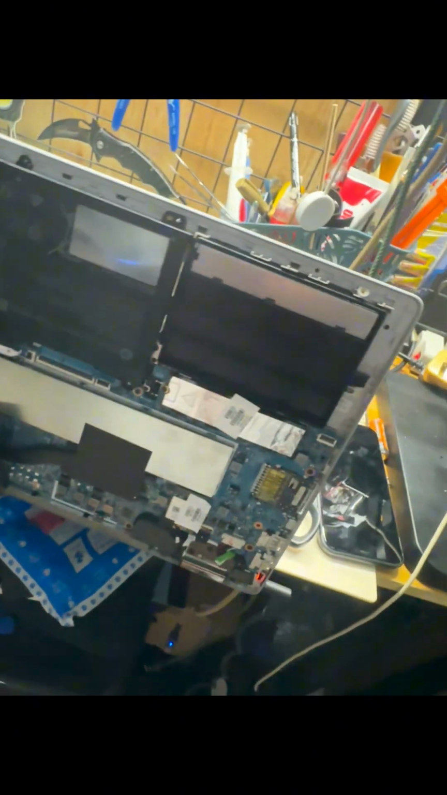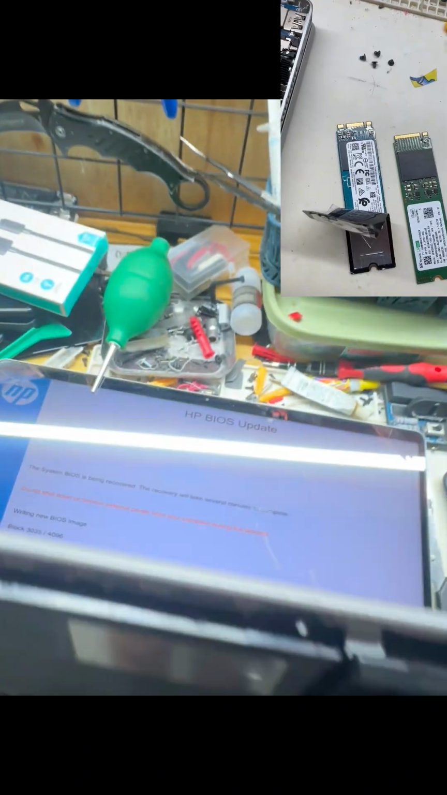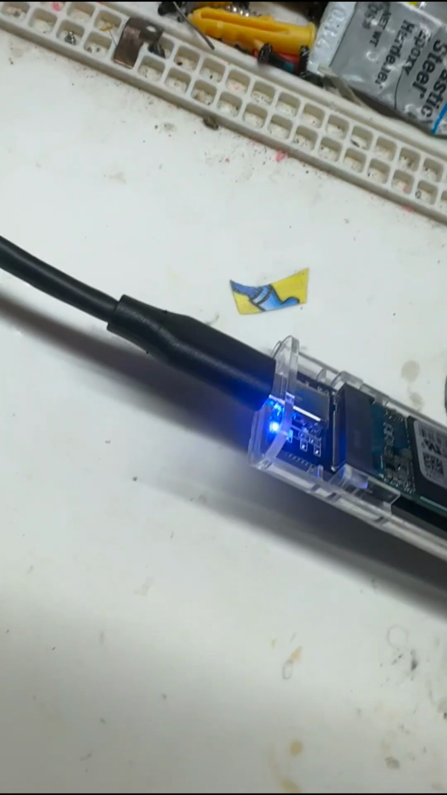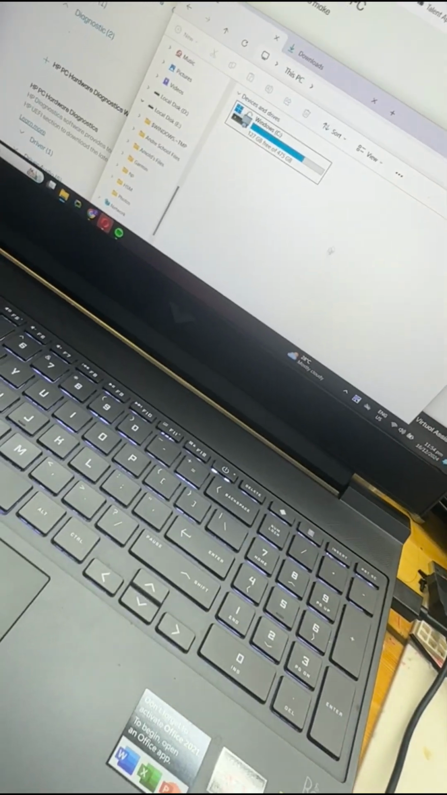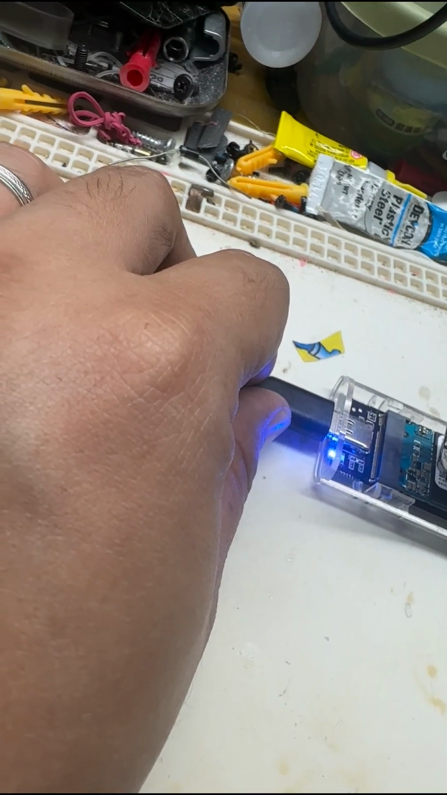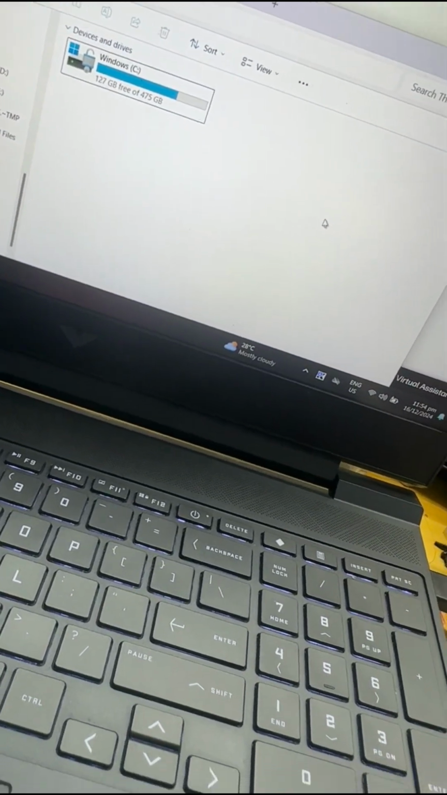So here we're going to check the hard drive or SSD. I tried connecting it to my laptop with a reader, and what happened is that every time I plug it in, my laptop stops working or the screen freezes. So now we're 100% sure that the issue is with the hard drive.